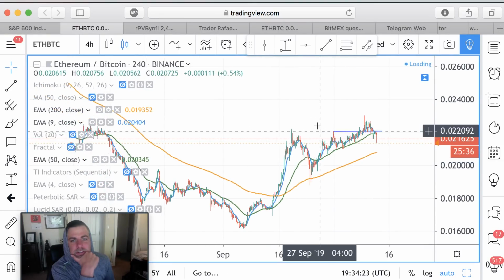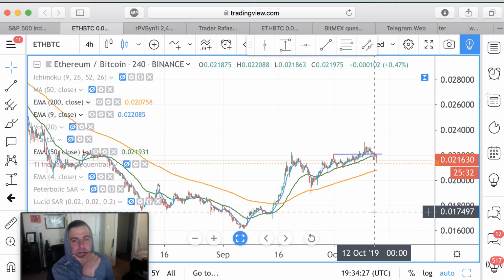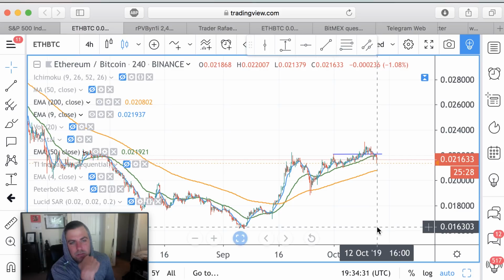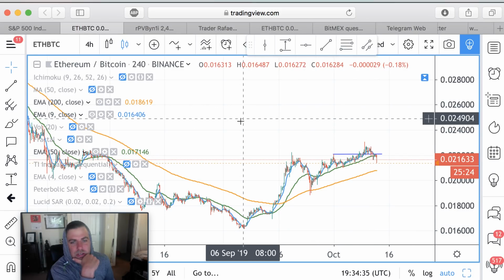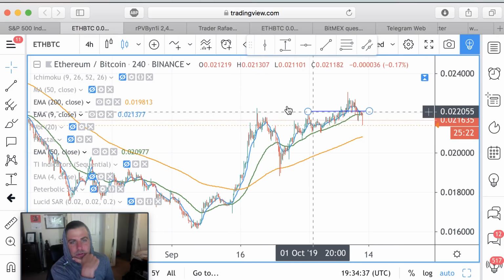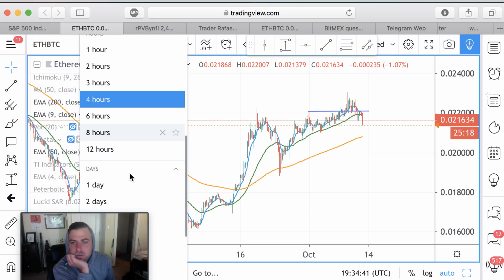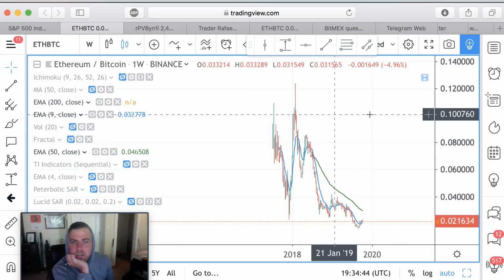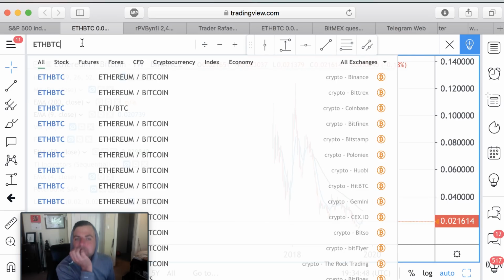If this thing is topping out around here, then there's no reason to believe it wouldn't come back to 0.0175 or even 0.016. No reason to think that wouldn't happen if we fail to really continue here. Let's take a look at some higher time frame stuff before calling it a day. We'll need a different exchange.